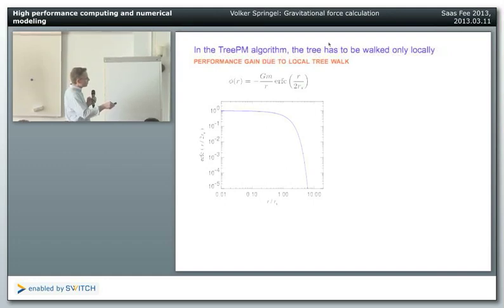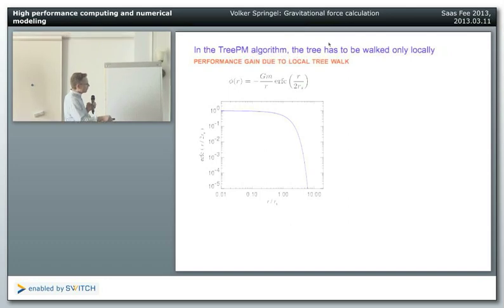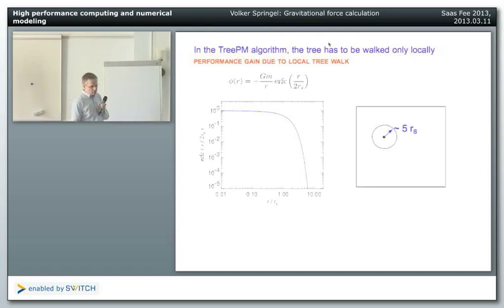And just this shape factor here is unity. And then once you reach r over rs about unity, you see that suddenly the force drops very, very sharply. And what this means is that to calculate the short-range force, you only have to go out to maybe, say, 5 times rs. And beyond that, all the forces are negligible.